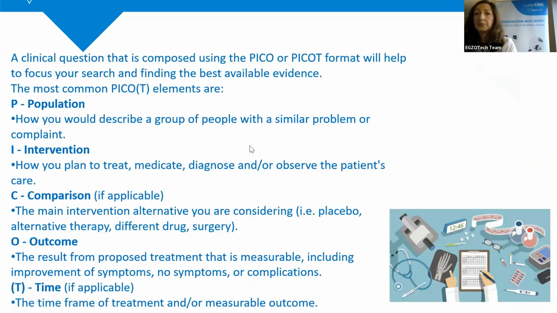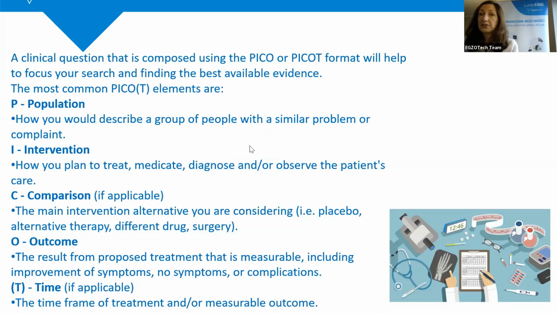A little bit more about the PICO. This clinical question composed by the PICO formula will help us to focus our search and find the best available evidence. So the most common PICO elements: P, like population as well. So how you would describe a group of people with a similar problem or similar condition. I, like intervention. So how you plan to treat, to medicate, to diagnose, or to observe patients.